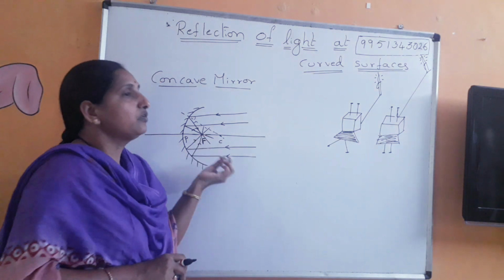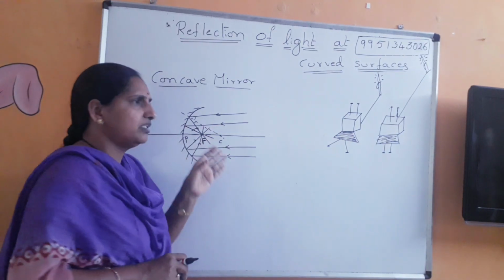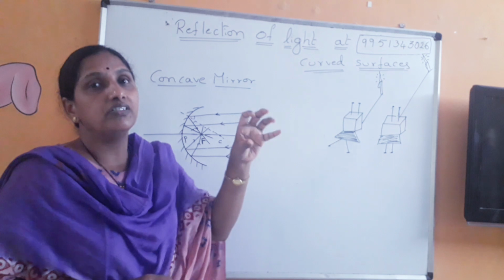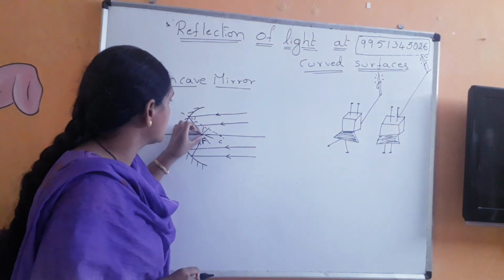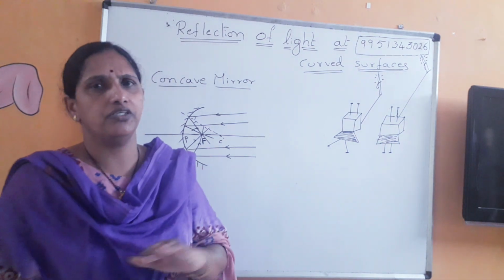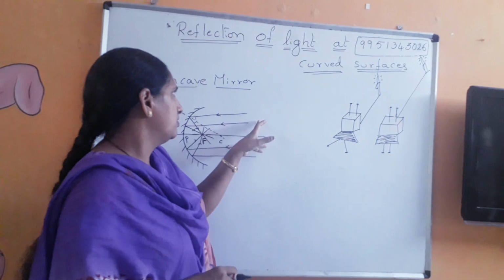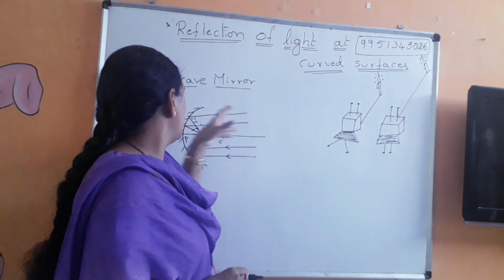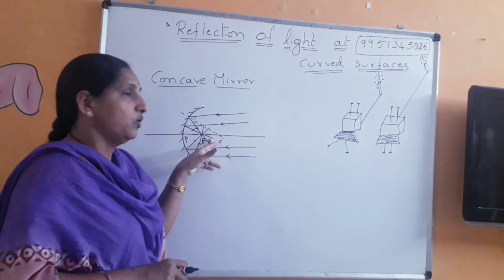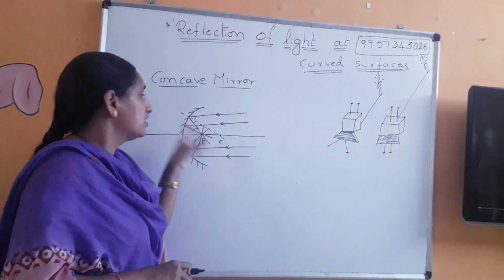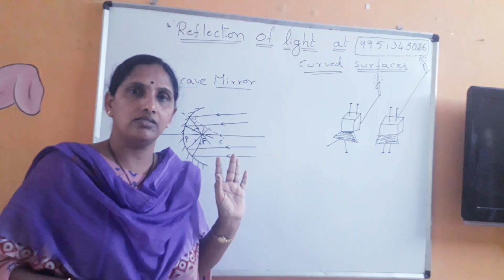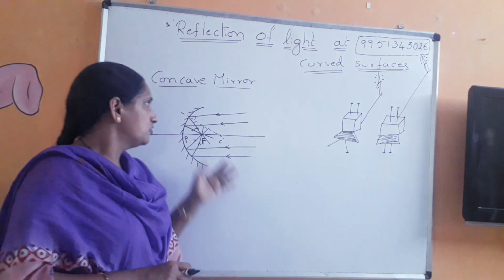Or you can say that where all the rays converge after reflection, that means the reflected rays converge at a point, that point is called the focus. In either way you can write the definition. When a parallel beam of light rays falls parallel to the principal axis on a concave mirror, the point where all the reflected rays converge is called the focal point or focus. Is that clear? Yes. So this is the focus.